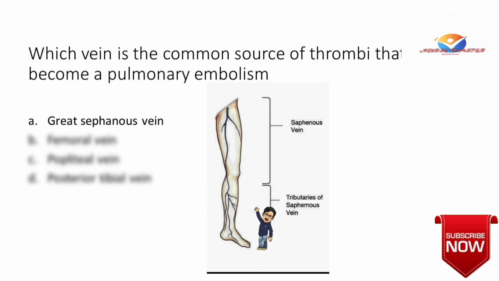Great saphenous vein is the large subcutaneous superficial vein of the leg. It is the longest vein in the body.